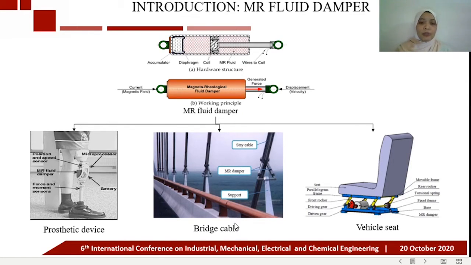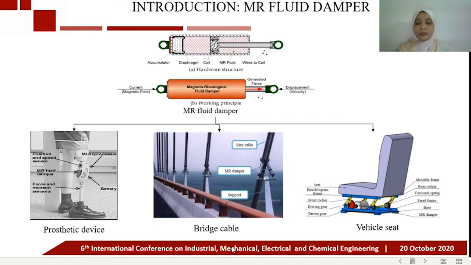It may be used in biomedical applications such as prosthetic devices to replace the conventional one. Then it may be implemented in civil engineering applications such as bridge cables. Besides, it can be used in mechanical engineering, for example in vehicle seat suspension. However, in order to equip this material in various applications, it is crucial to develop an appropriate model to observe its performance. This is to avoid any harmful and risky situation when implemented in real design.